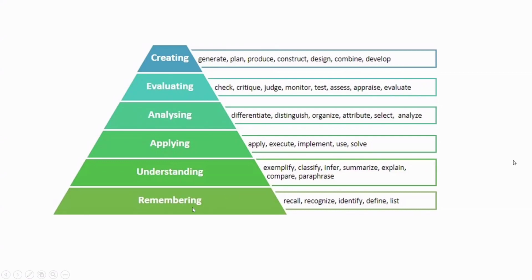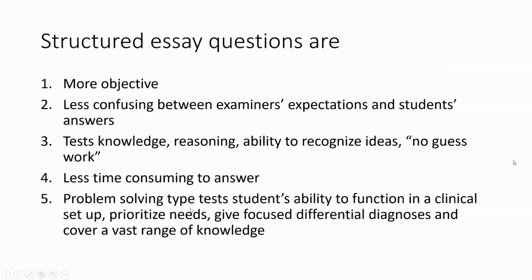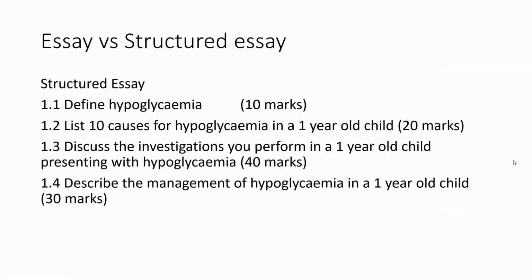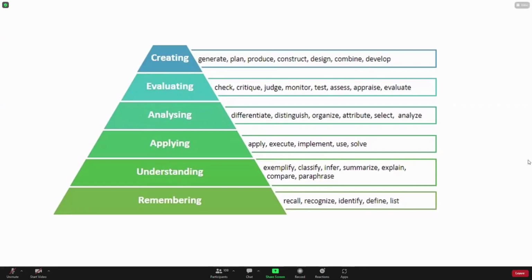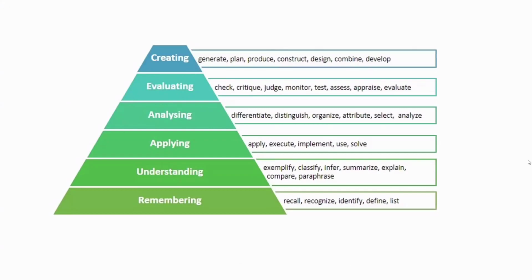Sometimes in the question, they may give things for remembering. For example, in this question, define hypoglycemia is a remembering part, so it carries a very small amount of marks. Again, list 10 causes of hypoglycemia in a 1-year-old child is somewhat remembering, but there is a little bit more, like the 1-year-old child. So you may need some form of understanding of the situation. Understanding is where you remember the fact and recognize what is happening there, right?